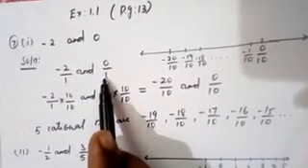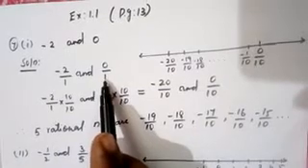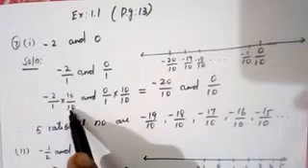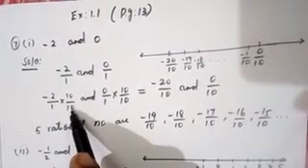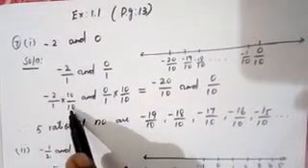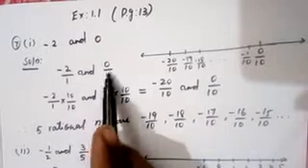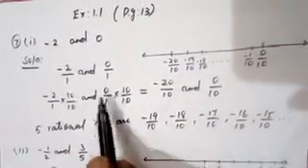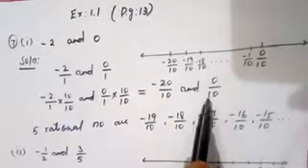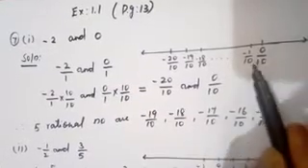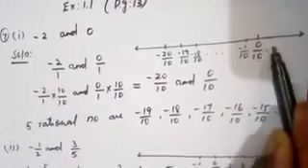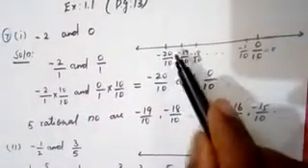Now you have to make the denominator a multiple of 10: 10, 100, 1000. Now I make the denominator 10, so both numerator and denominator are multiplied by 10 for both the rational numbers. So minus 2 into 10 is minus 20 by 10, and 10 into 0 is 0 by 10. So between these two numbers, 0 by 10, that means that is equal to 0, and minus 20 by 10.